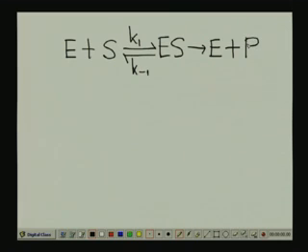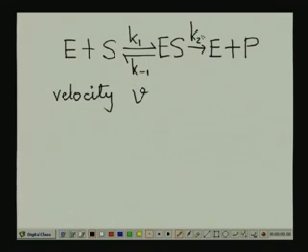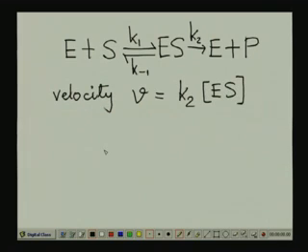Now, I am going to define a velocity for the reaction. What is this velocity? It is going to be V, and this is going to be K2. The velocity of the reaction is going to be the rate at which the products are formed. Okay? So, it is going to be equal to K2 ES.